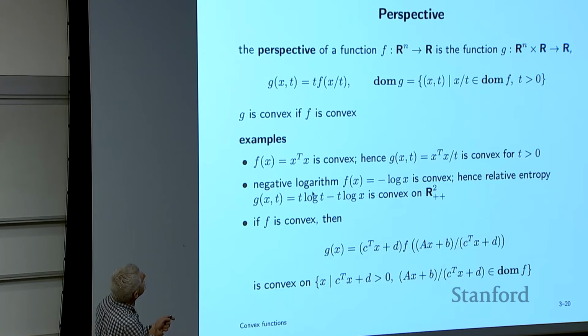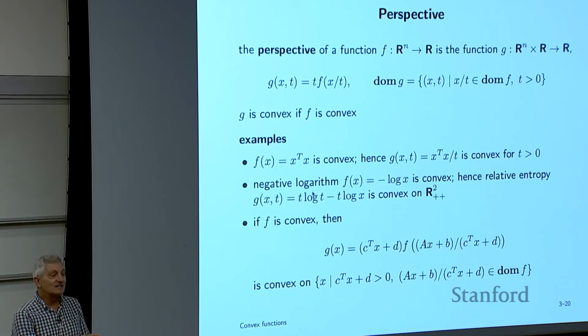So that's called the perspective. Here's the cool part. If a function is convex, so is its perspective. And again, that one is not totally straightforward to show, but it's true. This is just not obvious. Okay? So let's look at some examples.